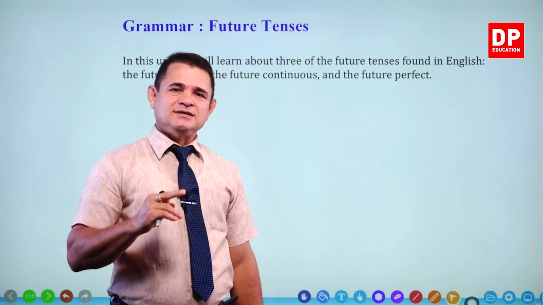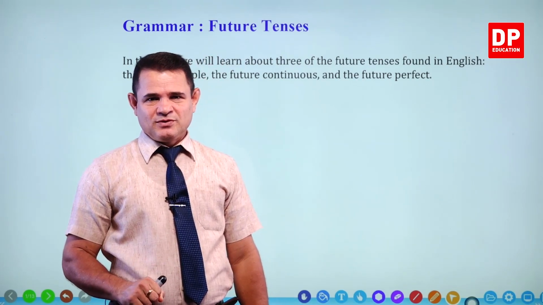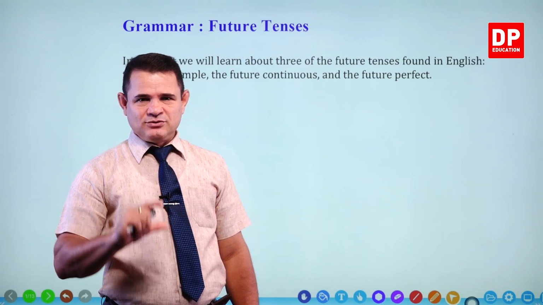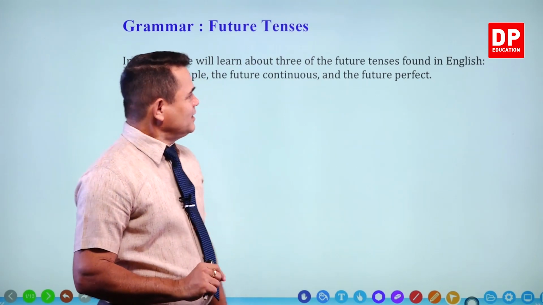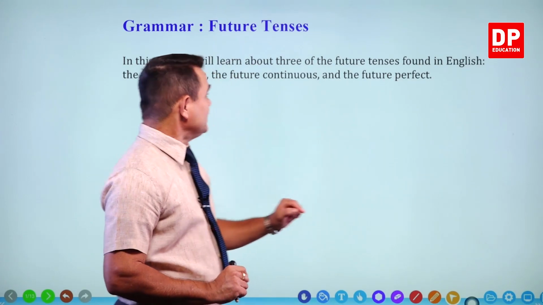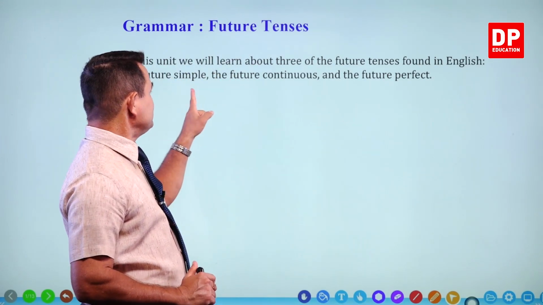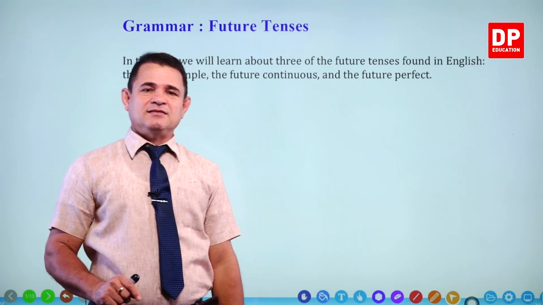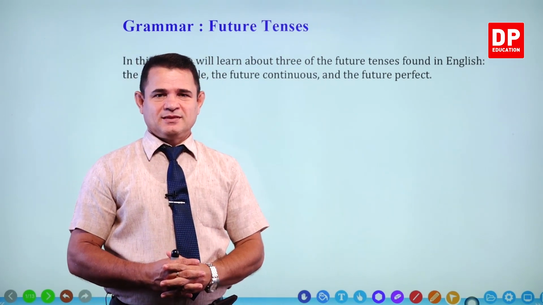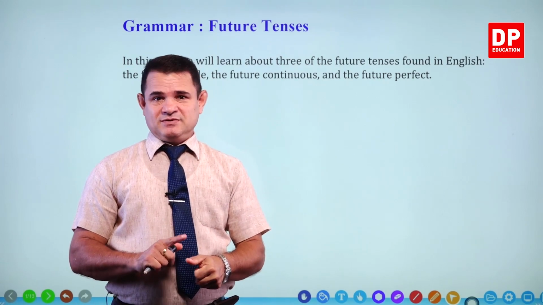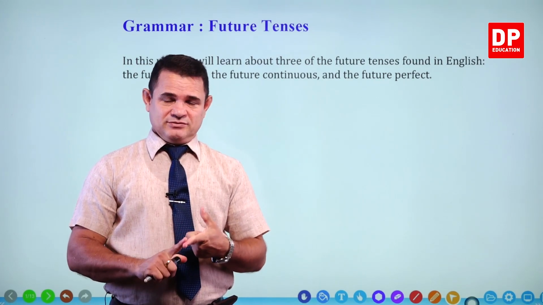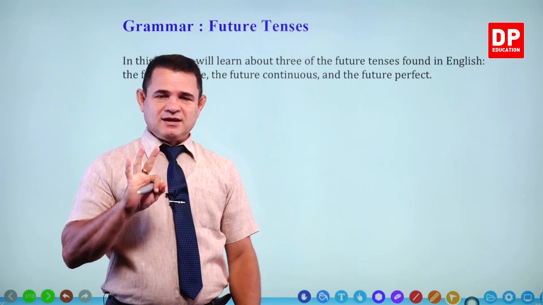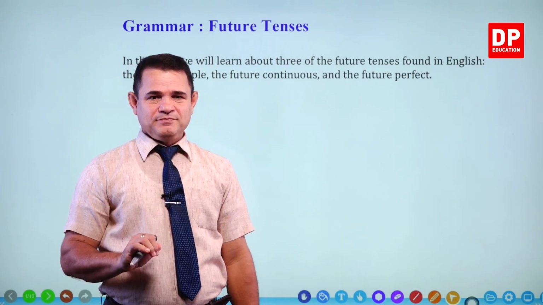So now you can see that in your textbook also. ඔබේ textbook එක ගත්තොතින් හතරවෙනි unit එකේ අවසාන කොටස. Found in English, the future simple, the future continuous and the future perfect. So these are the 3 that we are going to learn. Future simple or simple future, or future continuous, and next one future perfect. These are the 3 parts that we are going to learn.